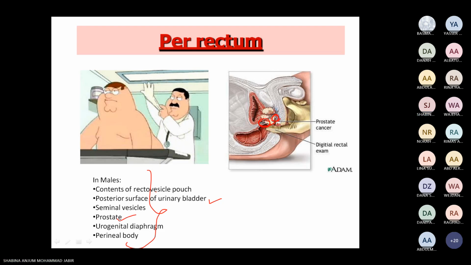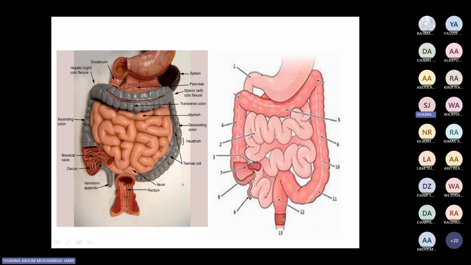Okay, thank you so much. So we also have a model like this. So in the practical, you will try to find out all the structures. Okay, so any questions?